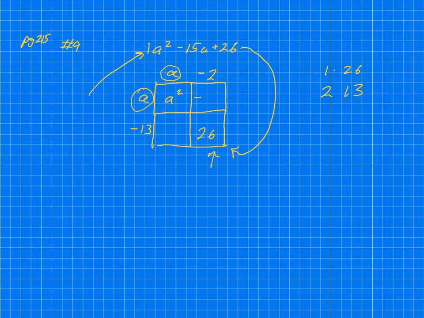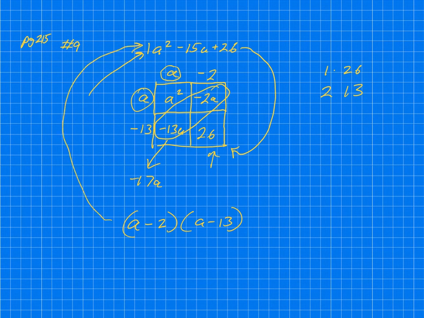We can double check by filling in the boxes. Again, add these terms and see if they match the middle term. The middle term is negative 15a, and if these are added together, that's exactly what we get. So our answer, again, is a minus 2 times a minus 13. That's going to be the factors of our original quadratic, or trinomial. I hope that gives you a hint about how you're going to do the problems.